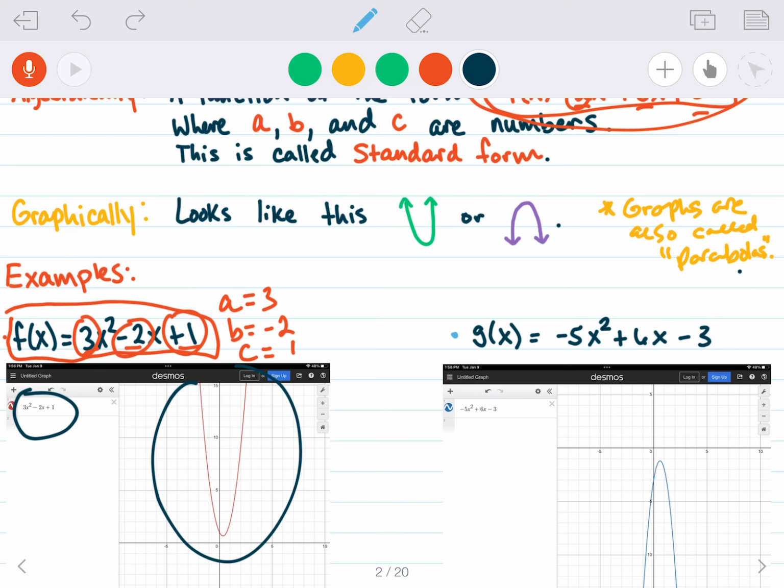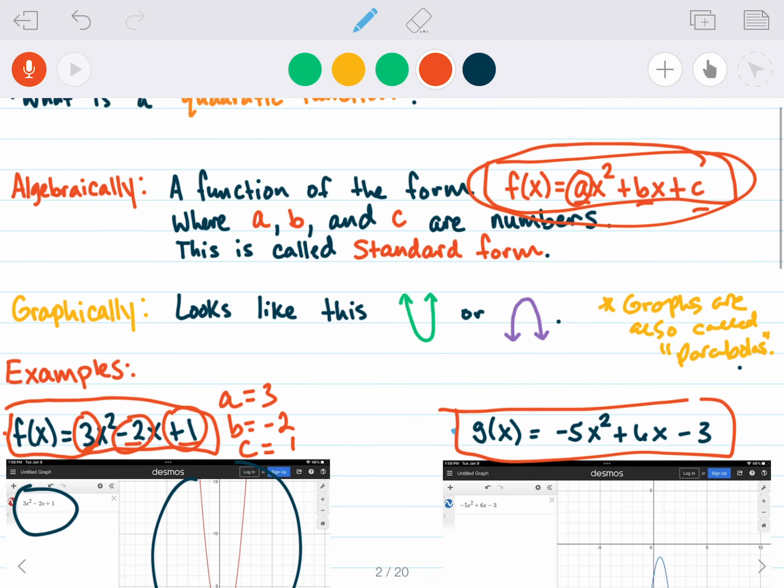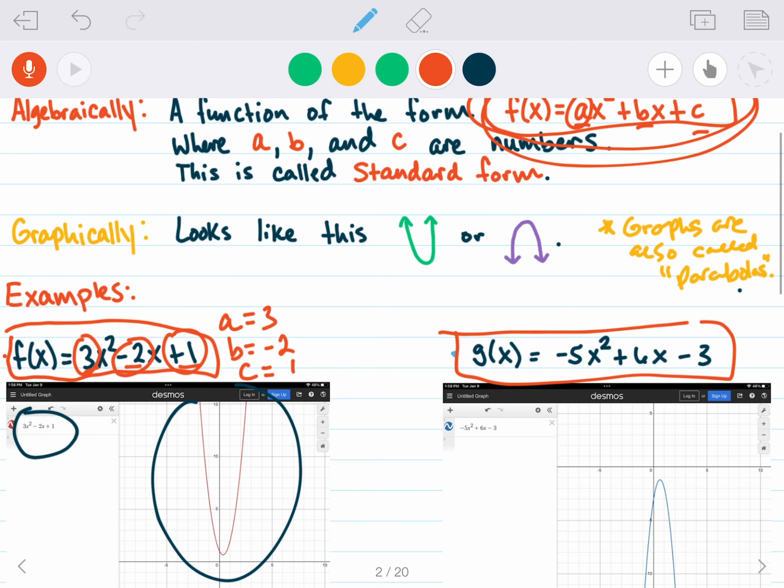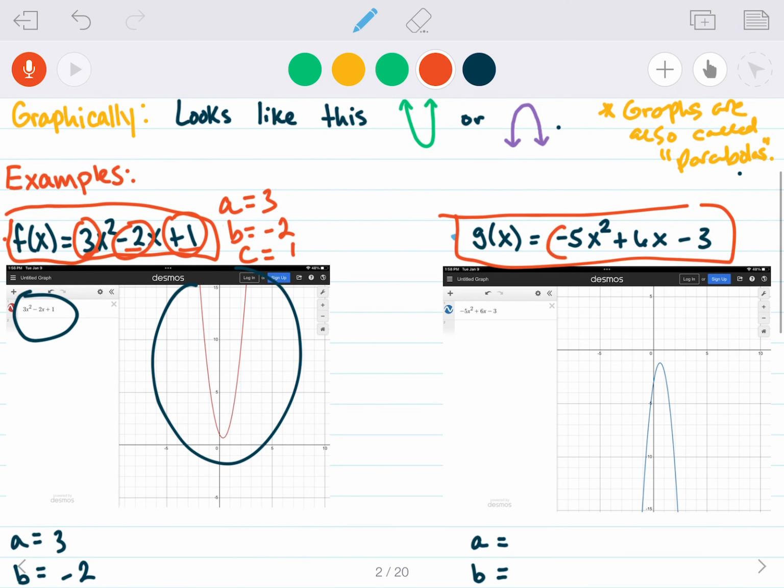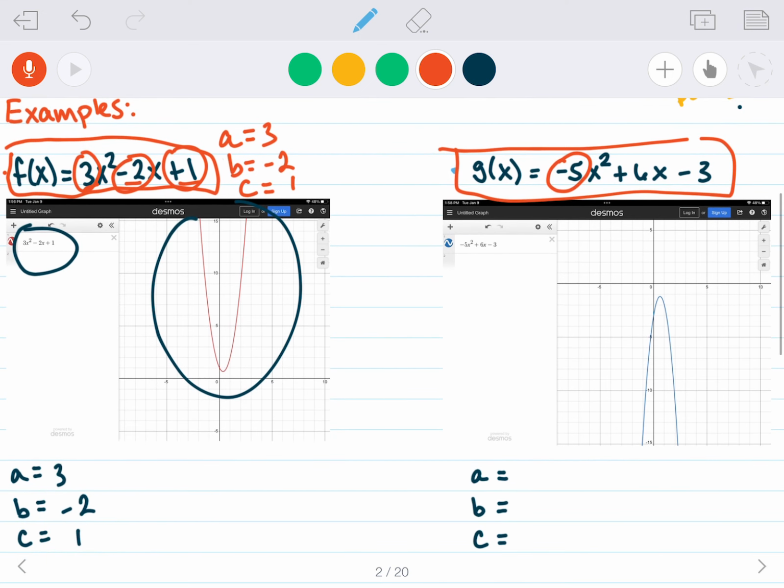Now, here's another example I just made up. I made up a, b, and c. Again, based on our standard form, a is the number attached to x squared. What's attached to x squared is negative 5, so that's a. b is the number attached to x, so that's positive 6. And c is that constant number, negative 3. So that's quadratic because, again, the highest power of the variable is 2.